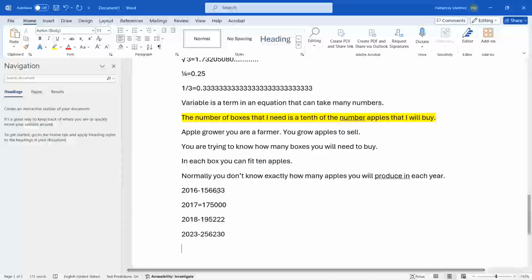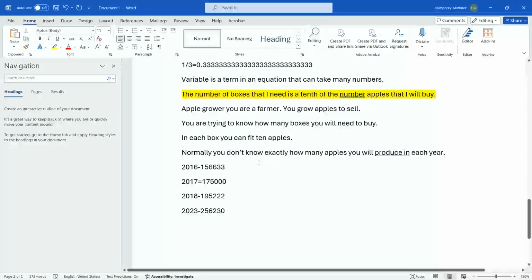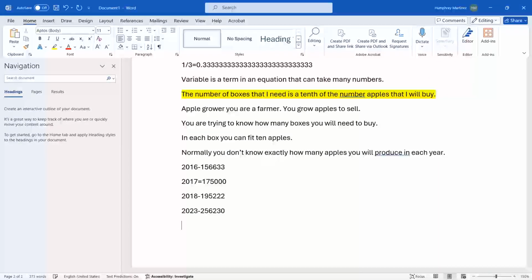Then this is a variable. Okay, this is a variable. The number of apples that you produce every year is varying. That's why it's called variable. Then we are going to develop an equation to know how many boxes I will need, and the number of boxes is going to vary. Then there's one variable: the number of boxes. The other variable is the number of apples. And we have a constant.